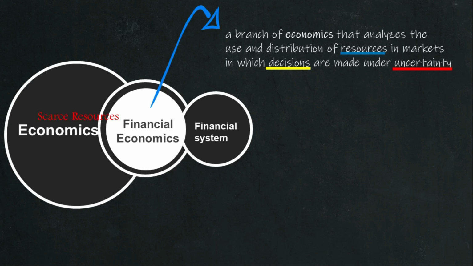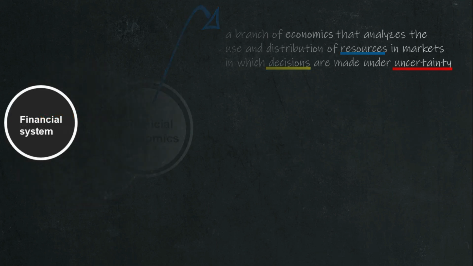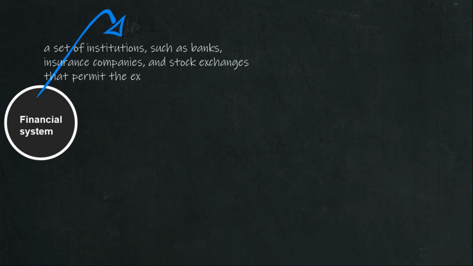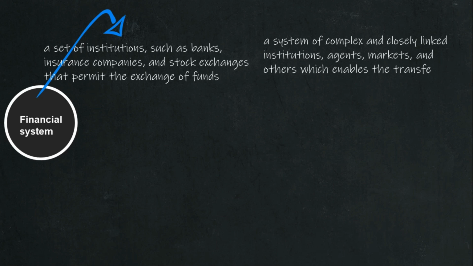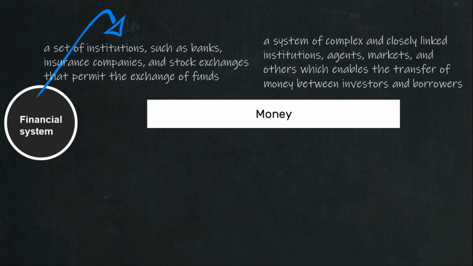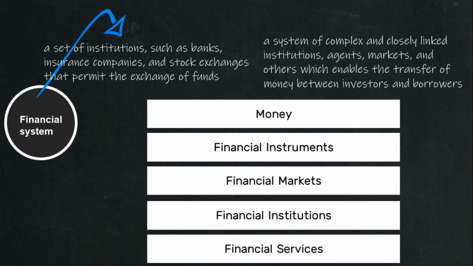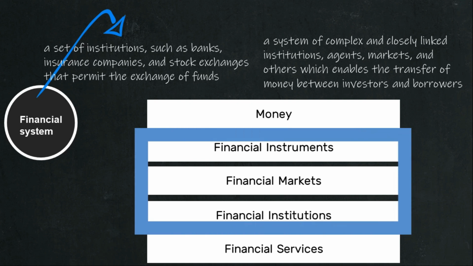It is impossible to talk about financial economics without talking about the financial system. A financial system is a set of institutions such as banks, insurance companies, and stock exchanges that permit the exchange of funds. Others would define it as a system of complex and closely linked institutions, agents, markets, and others, which enables the transfer of money between investors and borrowers. And this financial system is comprised of the following: money, financial instruments, financial markets, financial institutions, and financial services. And our FM19 class is situated right smack in the middle of these components.